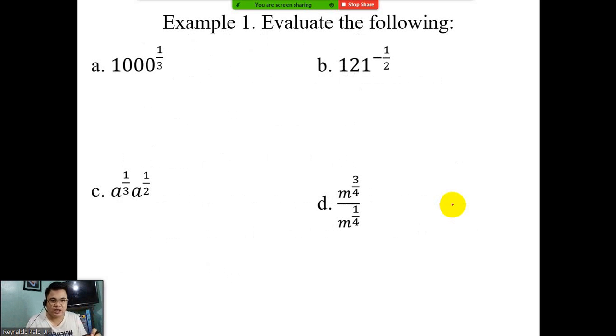Okay, so A, we have 1,000 raised to the power of 1/3. How are we going to simplify this? All we need to do is to factor 1,000 before we can simplify this. So how are we going to factor? We can try getting first the square root or the radical. Square root of 1,000 is not exact. It is 10 square root of 10. So let's try cube root.